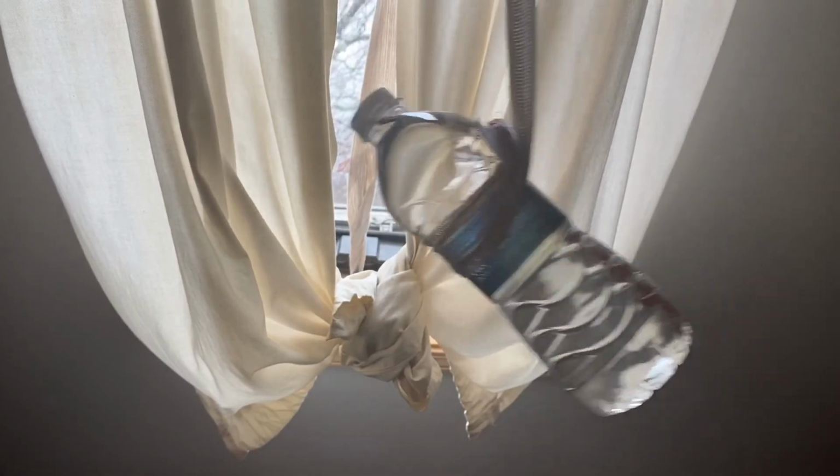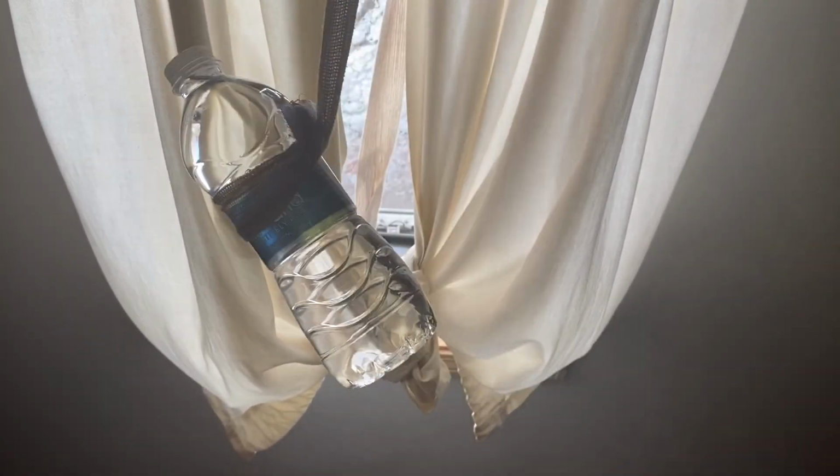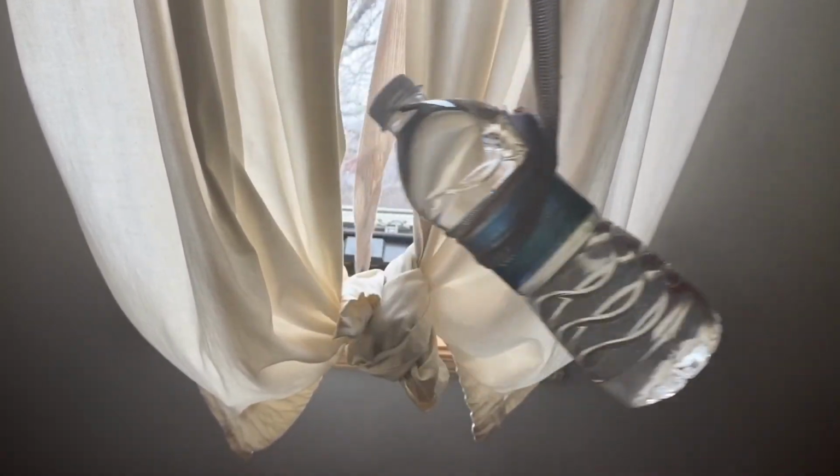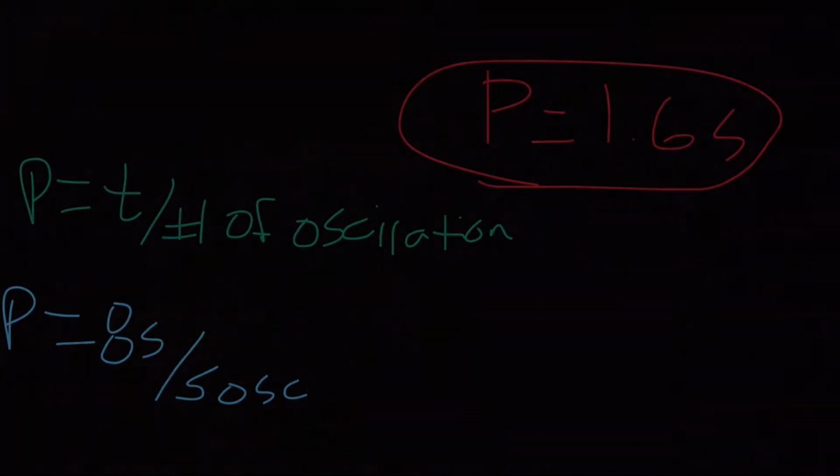Finally, we will move on to the length of the pendulum. I have shortened this pendulum to 0.61 meters, and as you can see, the period has also decreased. The period is now at 1.6 seconds, a third of a second decrease from the 1 meter long pendulum.